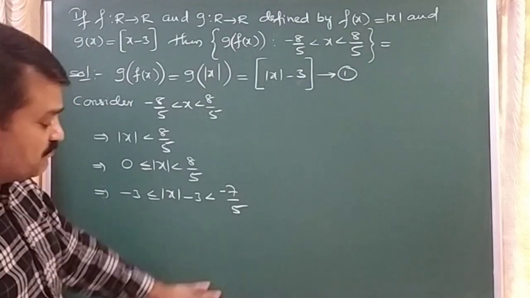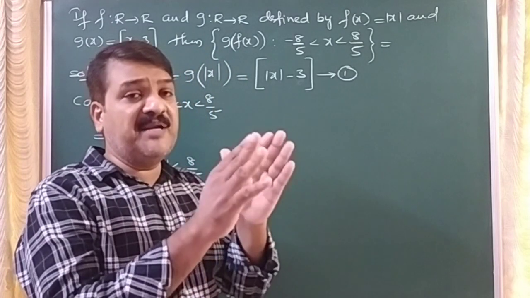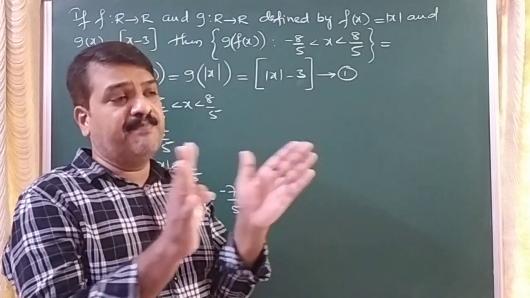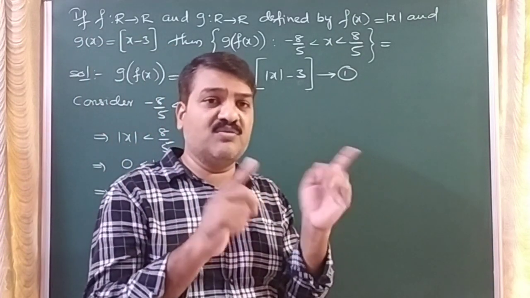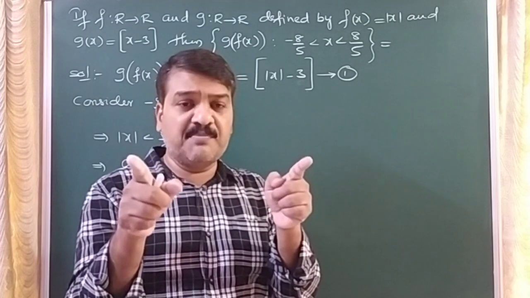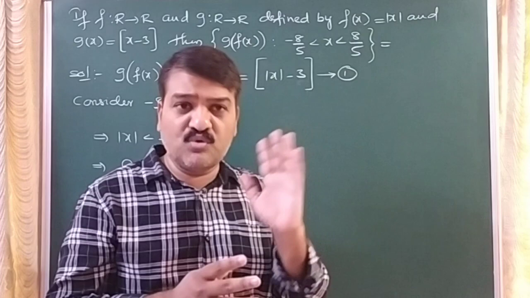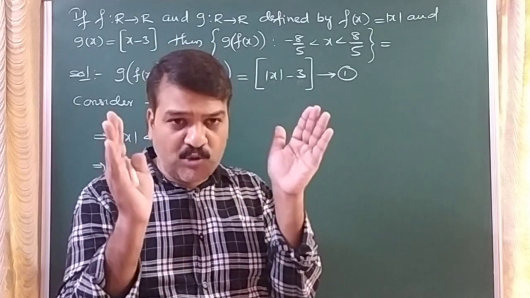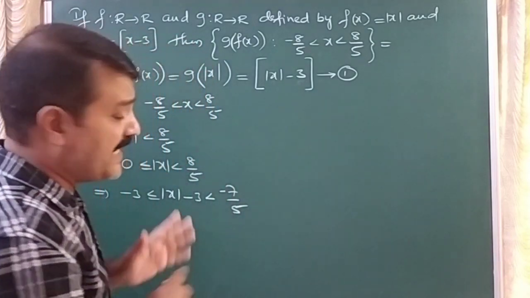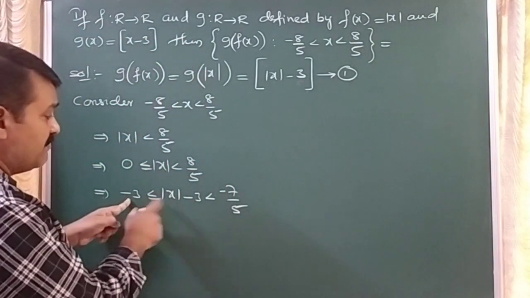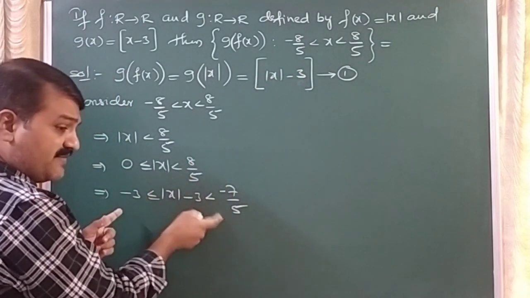Okay, we know that the step (floor) of any number will be the same between any two integers. That means between 0 and 1, the step of any number is 0 only. Between 1 and 2, the step of any number is 1 only. Between 2 and 3, the step of any number is 2 only. That means between any two integers, the step will be the same for any number. We have that idea. Now see, mod x minus 3 is in this particular interval.